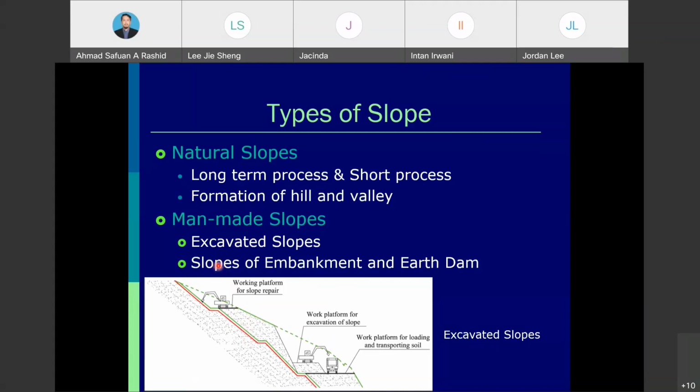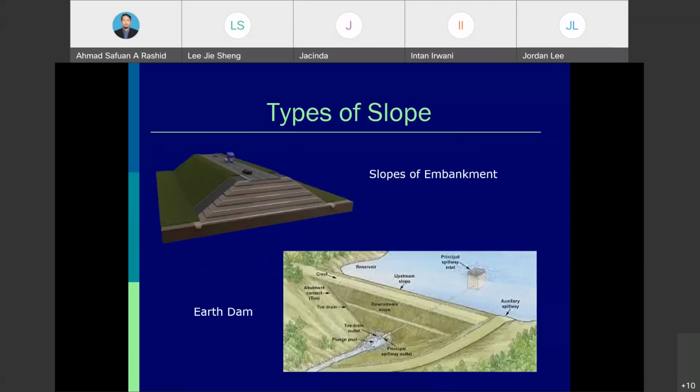Then we have another slope we call slope of embankment and earth dam. This is a man-made slope. When we want to analyze a natural slope, we may use a factor of safety greater than 1.2 to 1.4. While for the man-made slope, the factor of safety should be greater than 1.5 to ensure the stability of the slopes. This is a slope of embankment, while this is a slope for the earth dam. For this type of slope, we need to check the stability, and at the same time we also need to check the bearing capacity of this embankment structure.